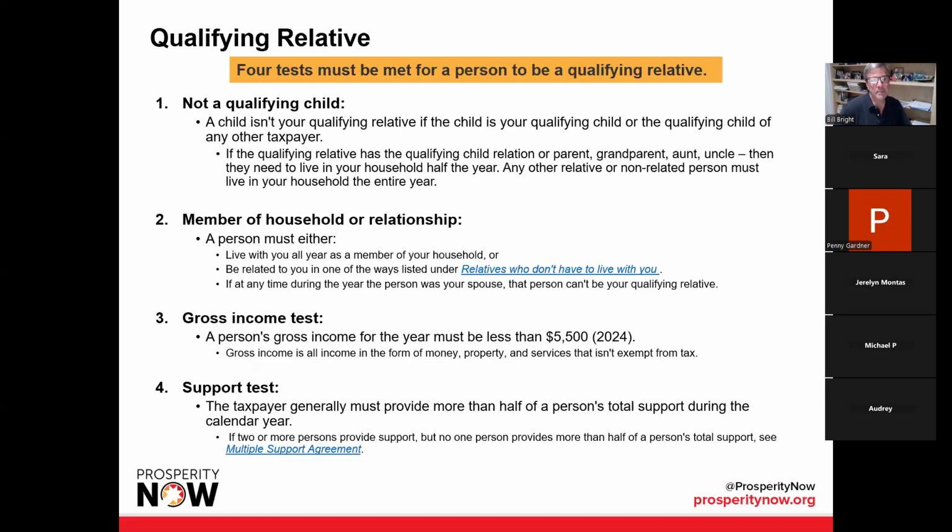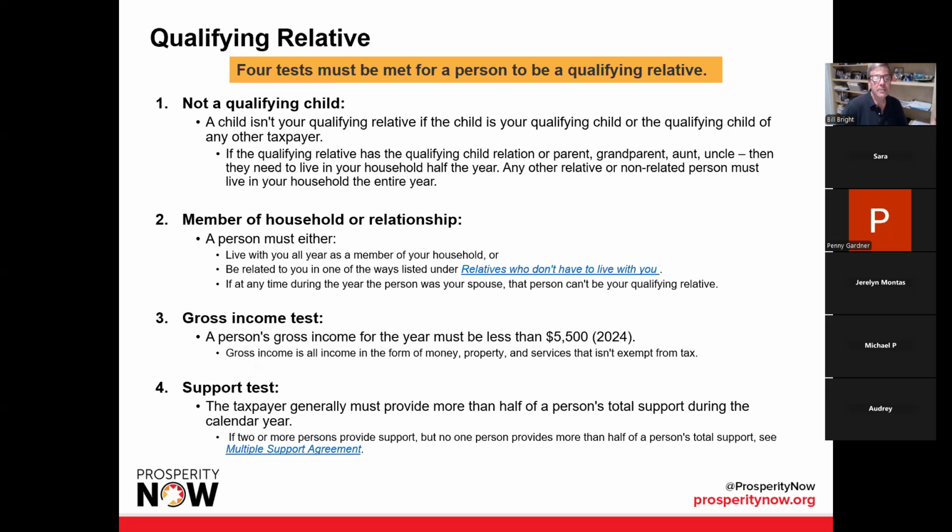So there are four tests that must be met for the person to be a qualifying relative. The first one is they can't be a qualifying child. So a child isn't your qualifying relative if the child is your qualifying child or the qualifying child of any other taxpayer.